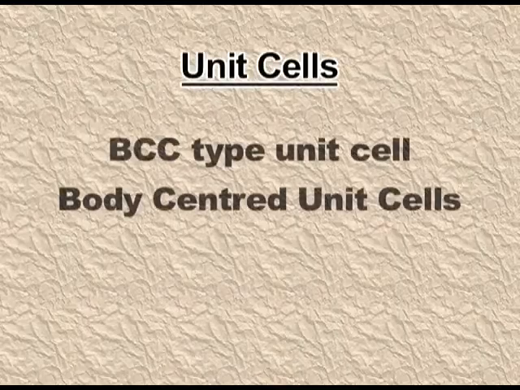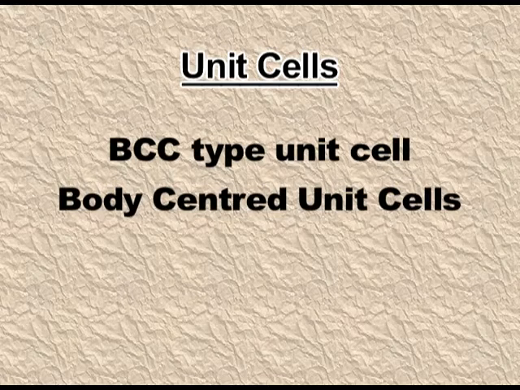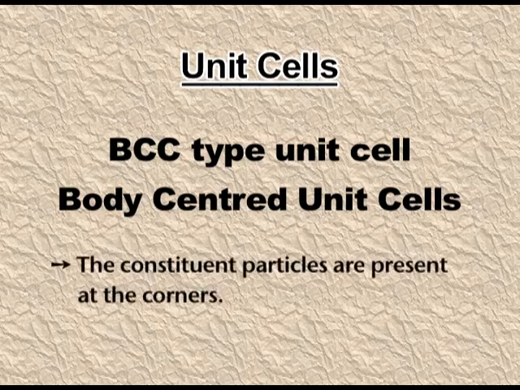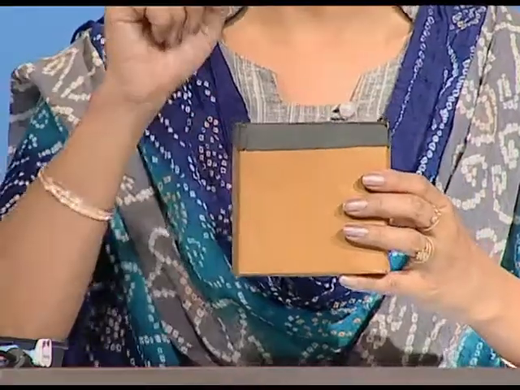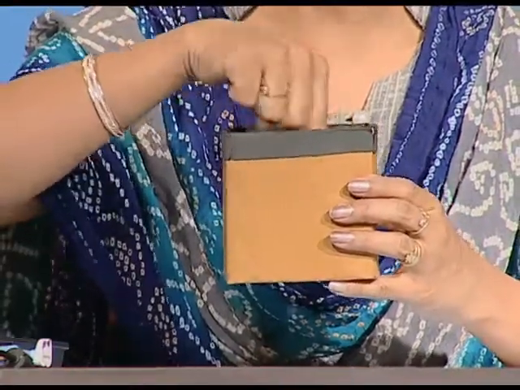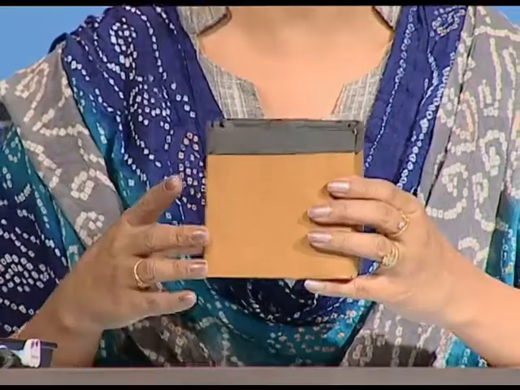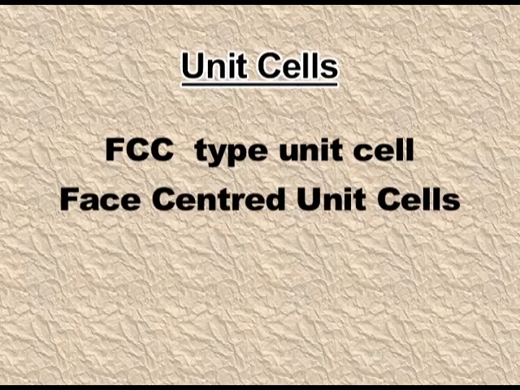In the BCC type unit cell, that is the body-centered unit cell, the constituent particles are present at the corners, that is, all 8 corners will be occupied, and there will be one atom inside this unit cell. Let's suppose one particle is present inside it. This is BCC type. The third one is FCC type, that is the face-centered unit cell.